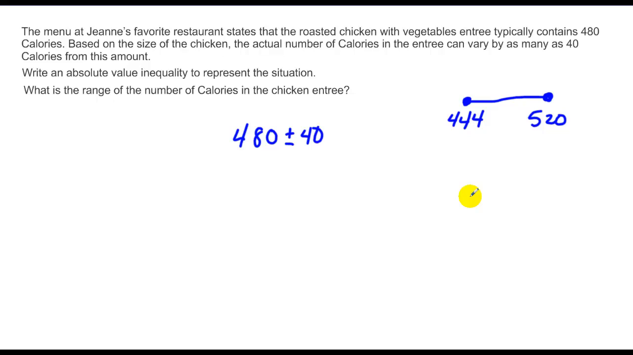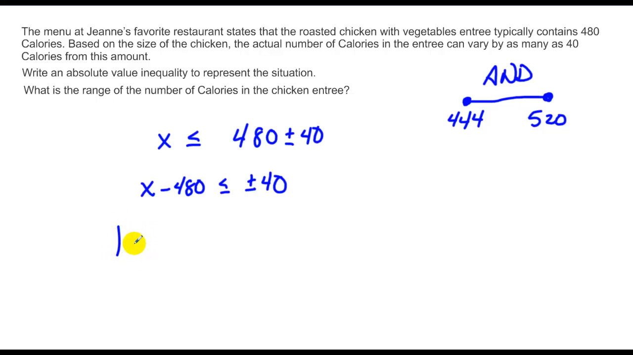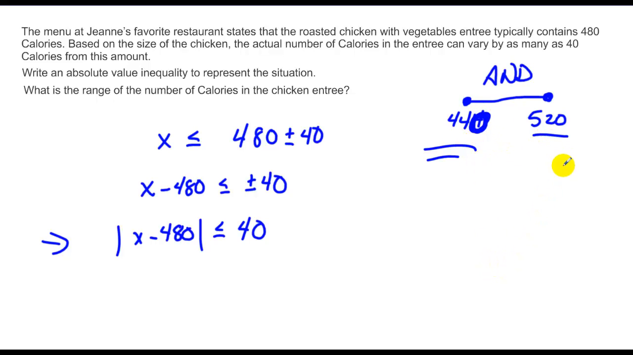Therefore, in this case, what I want to do is state this as an absolute value that looks like an AND. So I'm going to say, if this is an AND, I have x is less than the 480 and a range of 40 above and below. Bring the 480 over. Get rid of the plus and minus by putting in an absolute value. And there is my statement. So here's my inequality, and here is my range between 440 and 520.